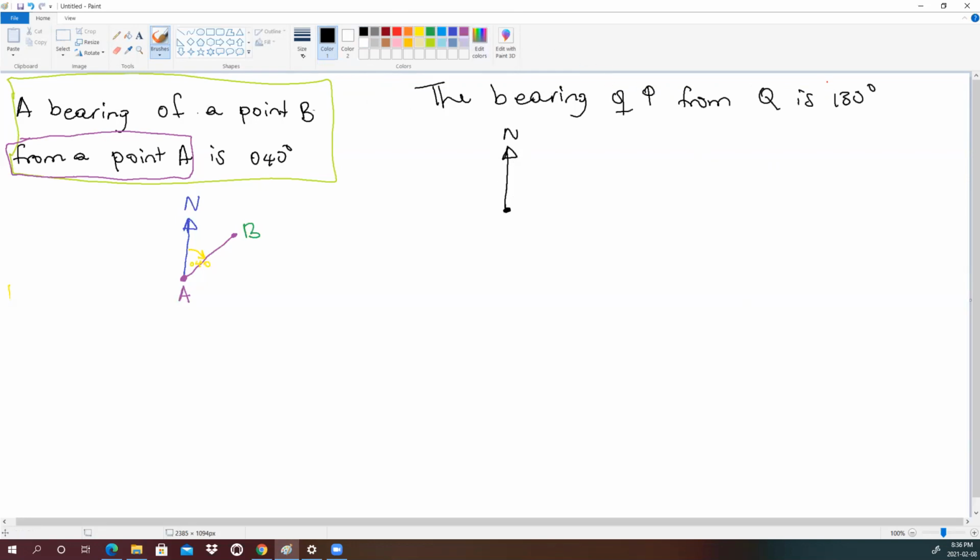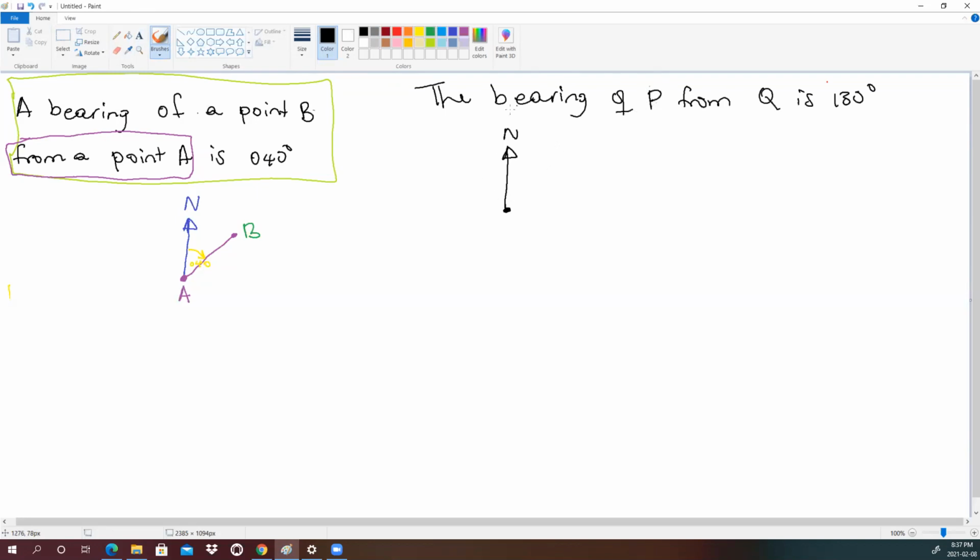The bearing of P, this doesn't even look like P. Looks like Q. No, it doesn't look like P. I just threw the stick not at the right place. It looks like a lollipop with one stick in the middle.